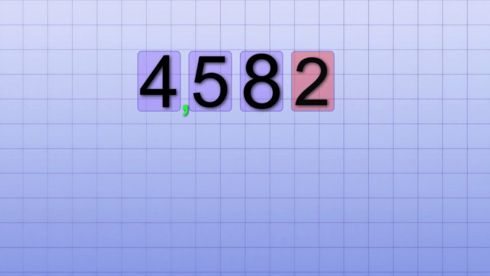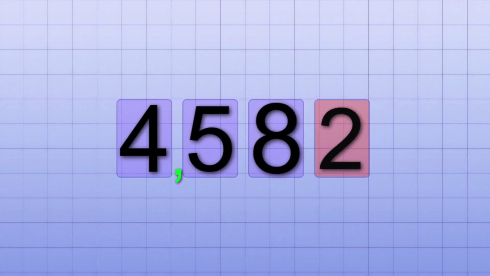Alright then. Now let's see if you can figure this one out. Take a look at the number 4,582. At first, it just looked like 4 digits standing next to each other. But now we know a secret. A digit's value depends on where it is placed. Let's start with the digit 2. The digit 2 is all the way on the right, so what place is it in? That is right, the ones place. That means the 2 is worth 2.